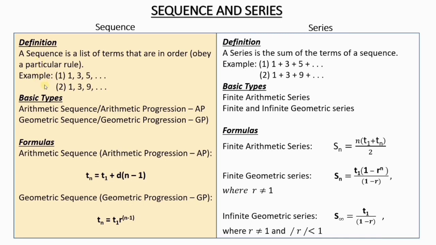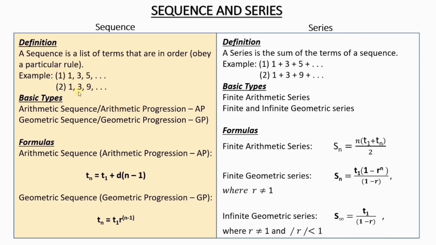A sequence is simply a list of terms. If the difference between successive terms is common, like in the case of number 1, we have 1, 3, and 5. The difference between 1 and 3 is 2, and between 3 and 5 is 2. So successive terms have a common difference. We call such a sequence an arithmetic sequence or an arithmetic progression.